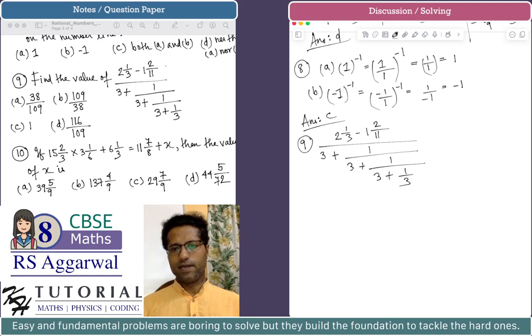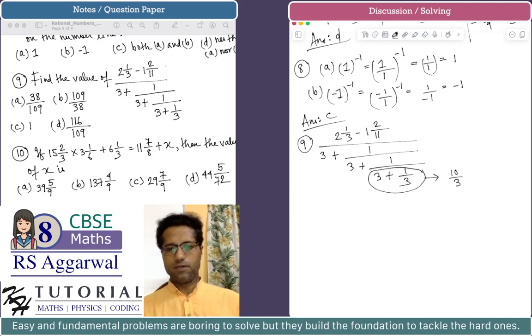I am not aware of any kind of trick that might be used to solve this problem, but in my experience, what I will first do is find the value of this. 13 by 11. What is the value of this? This value is 10 by 3. 3 plus 1 by 3 is 10 by 3. Okay.